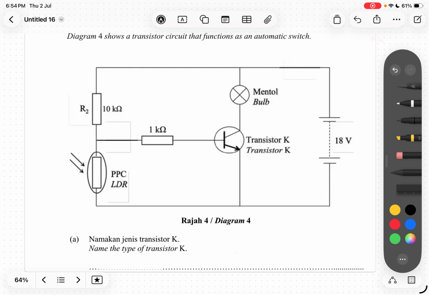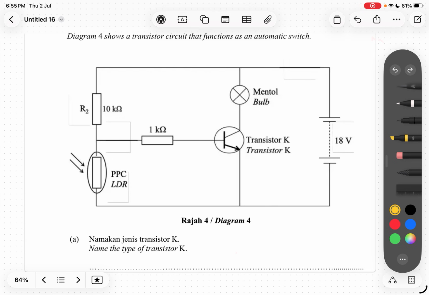Okay, so here's a mix of Form 5 questions, Form 5 chapter 5 questions and Form 5 chapter 4. Okay, so this is the SPM question, if I'm not mistaken. This is SPM 2023. Yeah, it is SPM 2023. Okay, so first, name the type of transistor K.